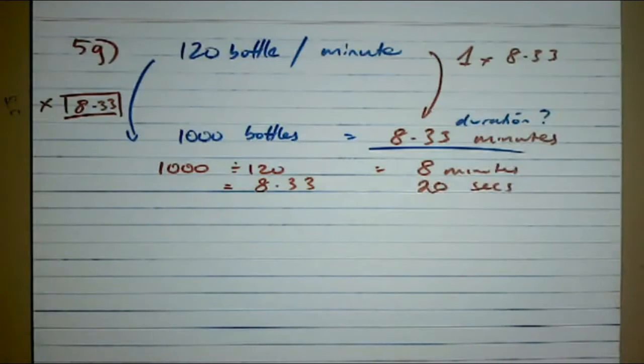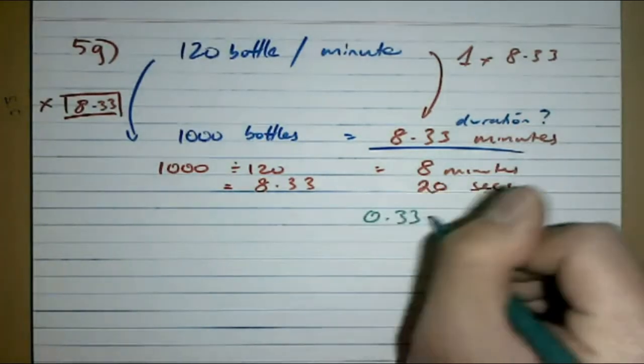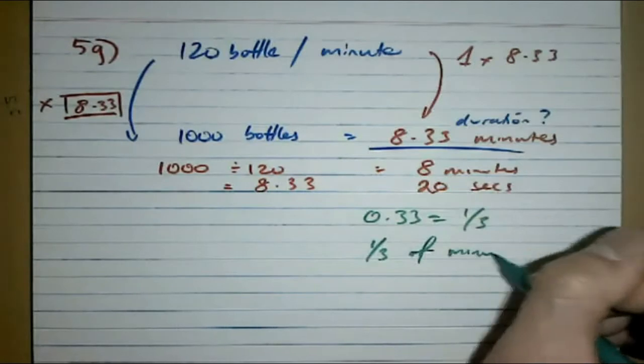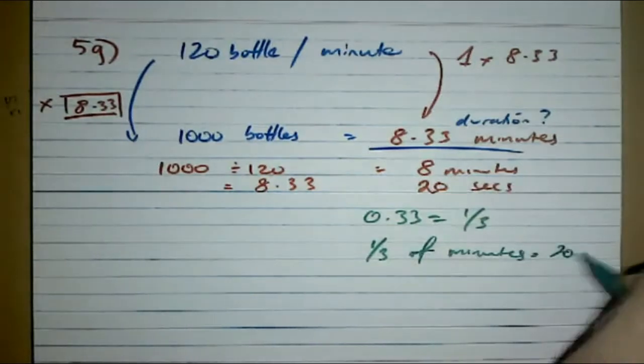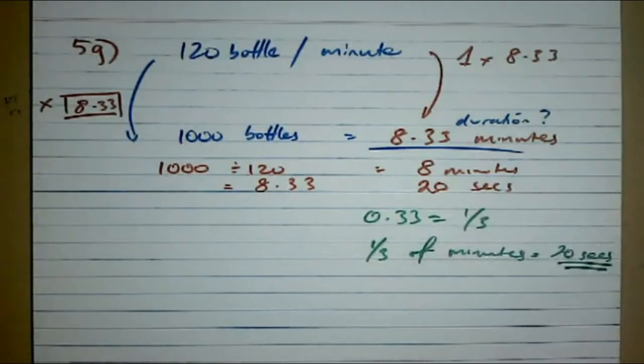It's not 33 seconds because it's 0.3 of a second. Oh, 0.3 of a minute. 0.33 equals 1/3. 1/3 of a minute is 20 seconds. So it's going to be 8 minutes and 20 seconds. Exactly. Alright, so keep that in mind.